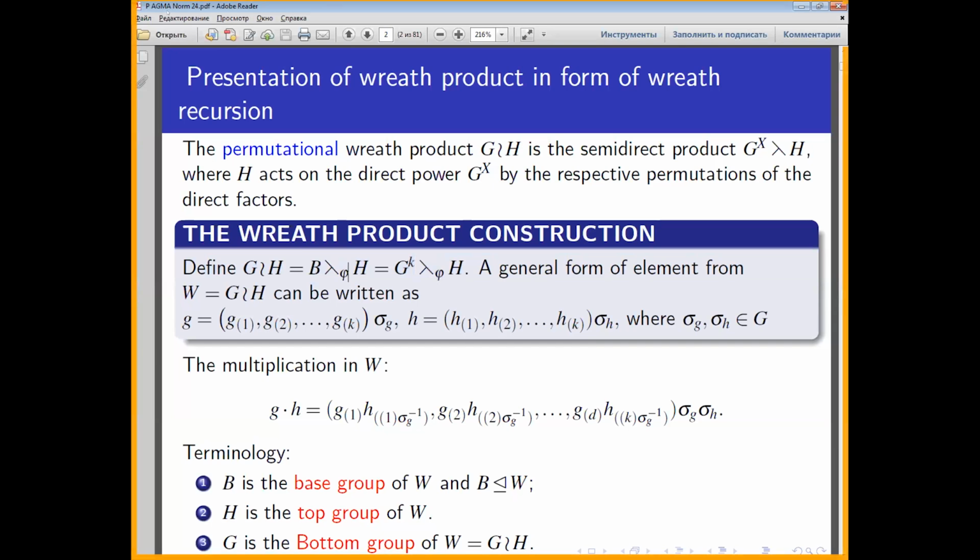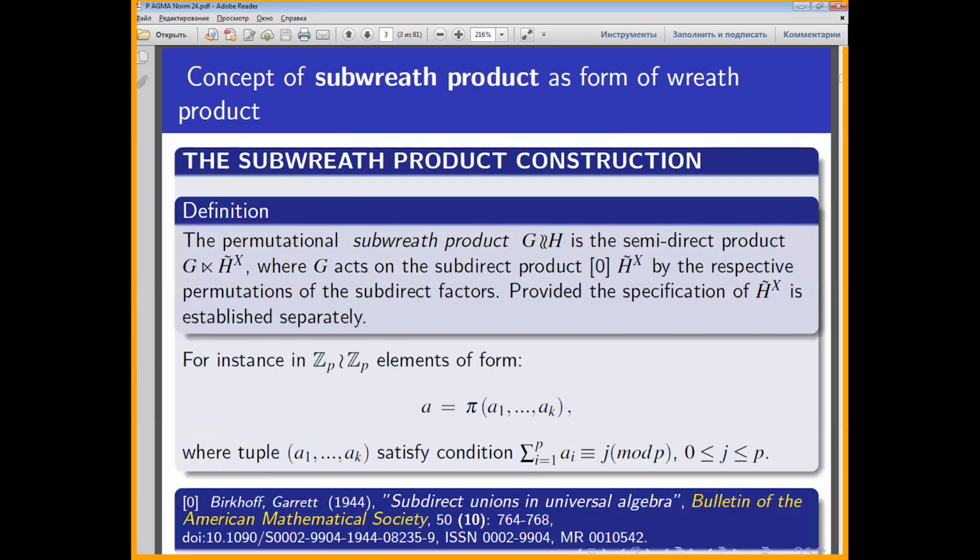In general form, elements of the wreath product can be presented in the form of a wreath recursion, where sigma belongs to H, the top group of the wreath product or active group, and the tuple of elements of the base of the wreath product is in the brackets. We can see the rule of multiplication in terms of the wreath product, of subgroups of the wreath product. As is well known, B is a normal subgroup, but another normal subgroup still was not found.